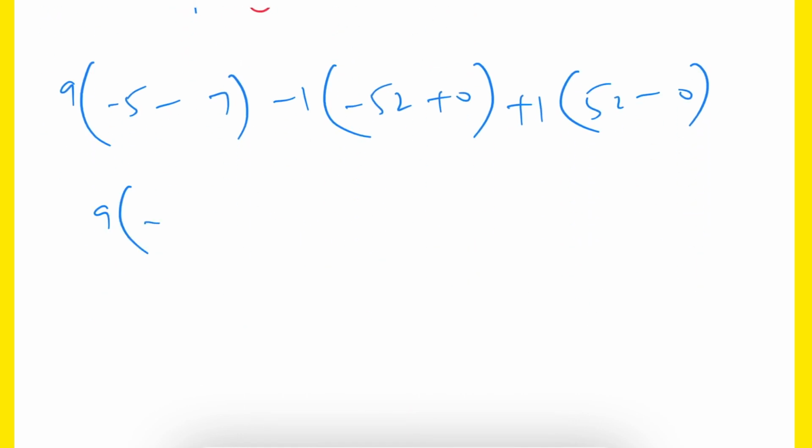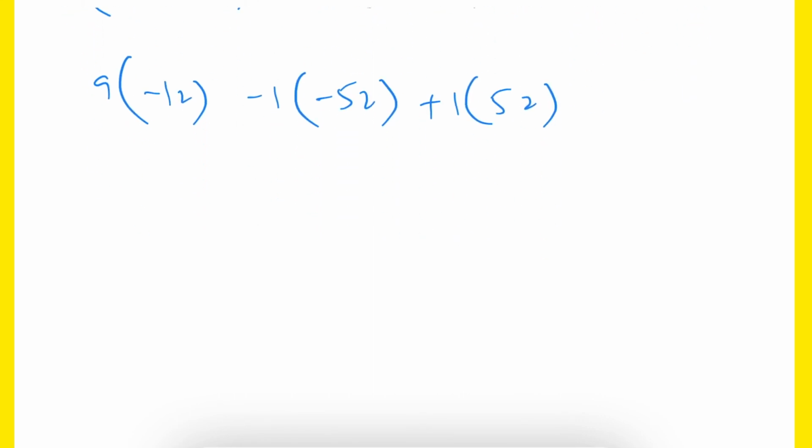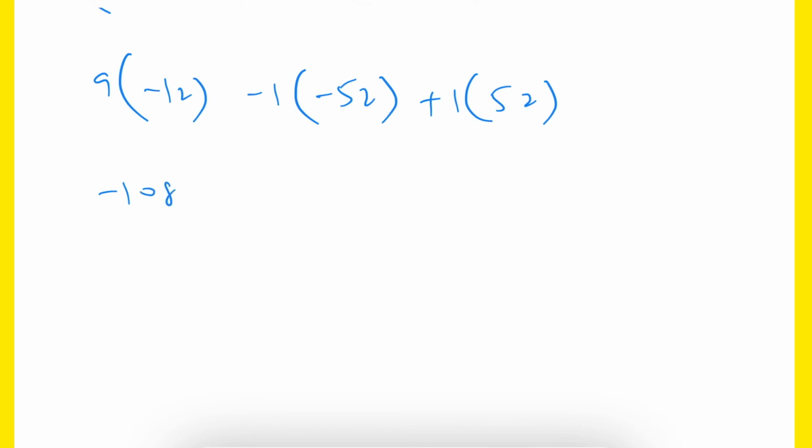9 into minus 5 minus 7, minus 12, minus 1 into minus 52, plus 0, minus 52, plus 1 into 52. So 9 into minus 12 is minus 108, minus into minus is plus 52, plus 52. Minus 108 plus 52 plus 52 is 104. Minus 108 plus 104 is minus 4. This is the delta 1 value.